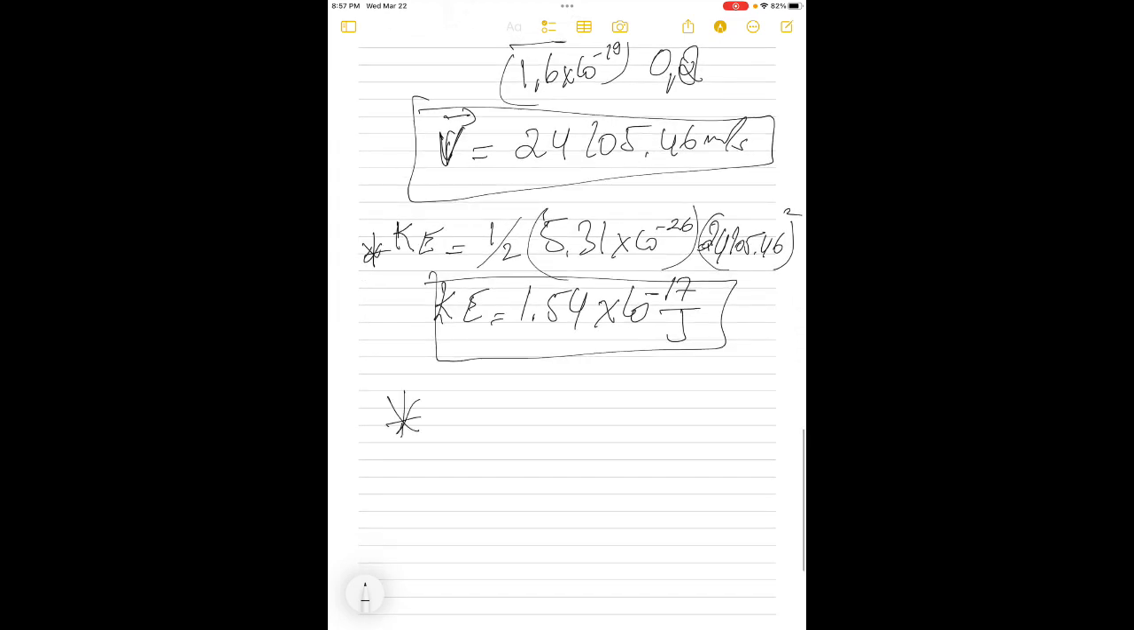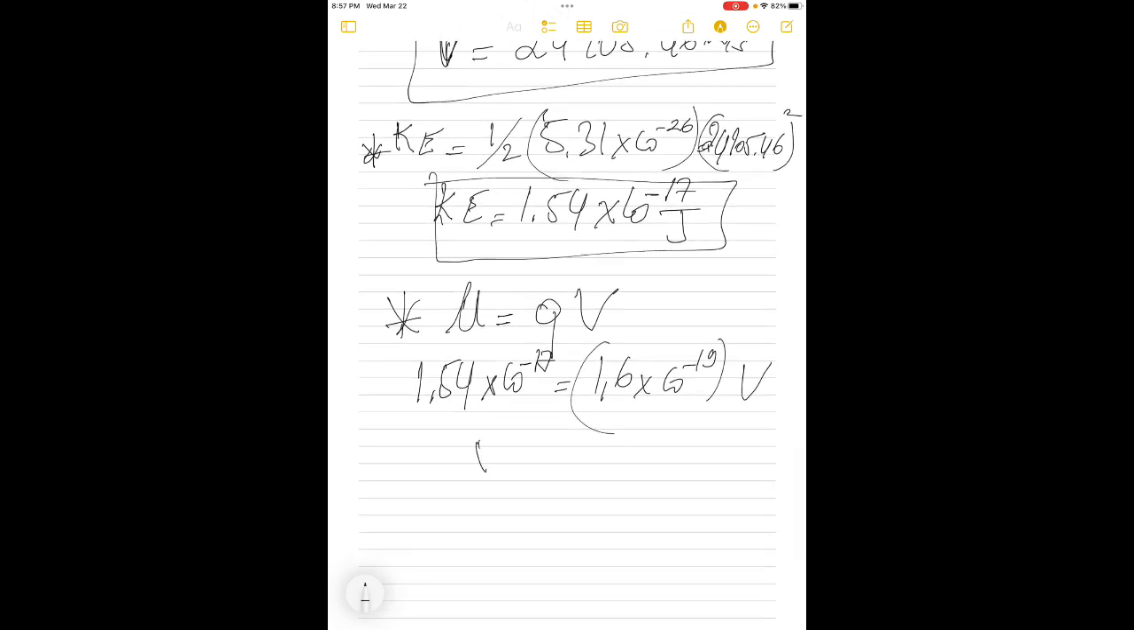And then to find the voltage difference, you're going to use the potential energy. So 1.54 times 10 to the minus 17 equals 1.6 times 10 to the minus 19 multiplied by the volt, and the voltage difference is going to be equal to 96.42 volts.